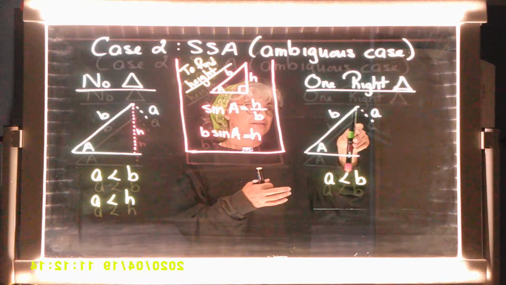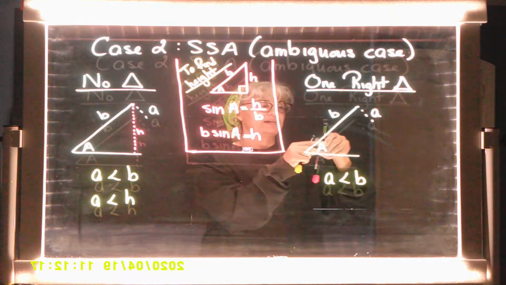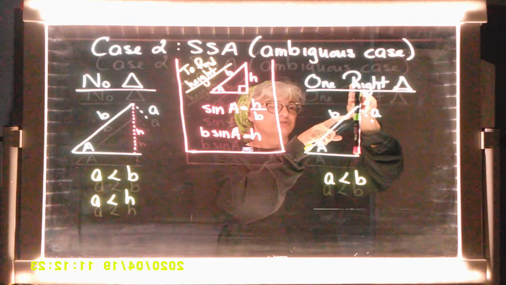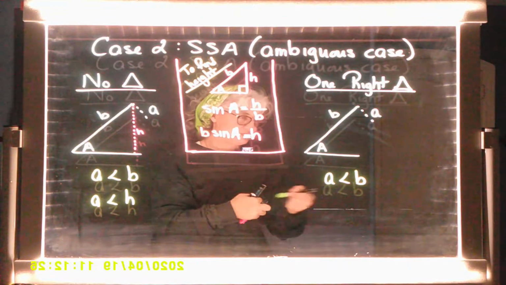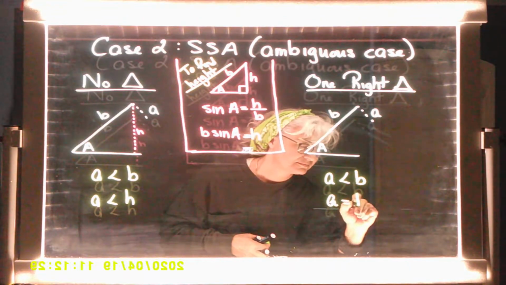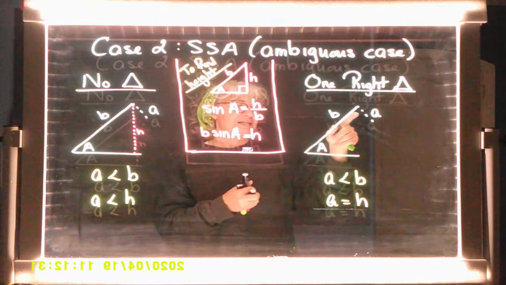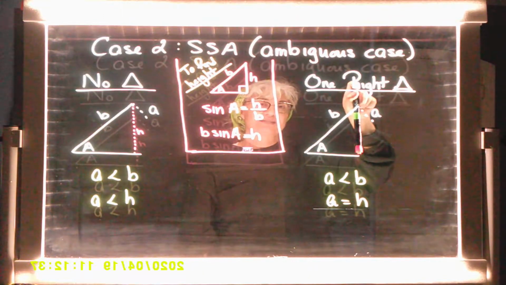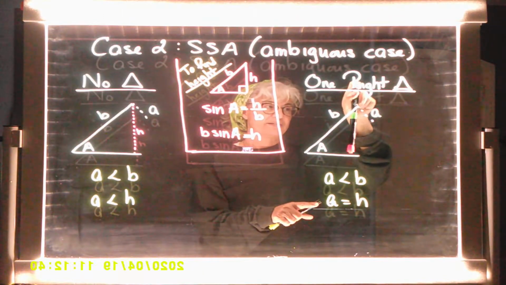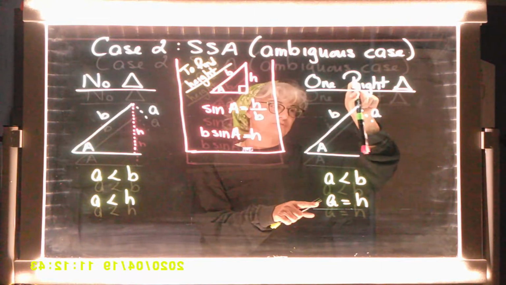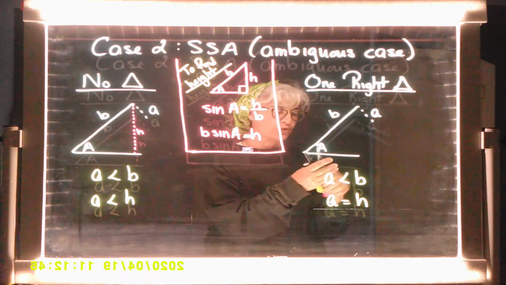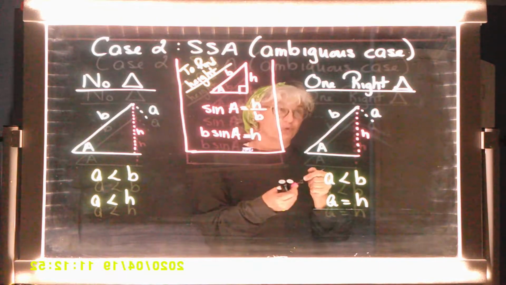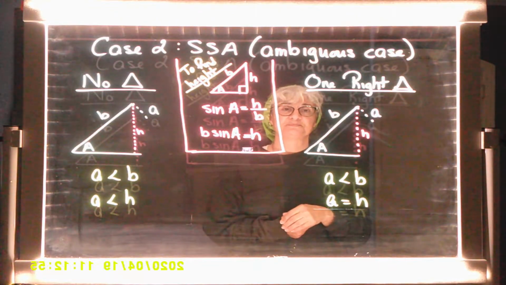But side A literally was the length of the height. So, right here, if side A actually was equal to the height itself, it's less than side B, but it's actually equal to the height. If this is the case, then when I swing it in, it won't touch. When I swing it out, it won't touch. But if I draw it and it's the exact same length as the height, then I'm going to end up with one right triangle. Cool?